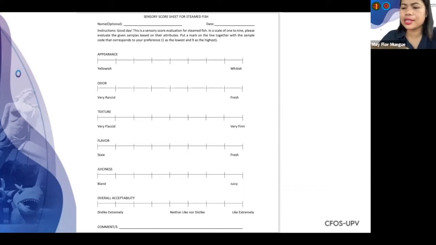Nakapag-sensory na kayo, class? Hindi pa, wala pang naka-experience sa inyo ng sensory evaluation?